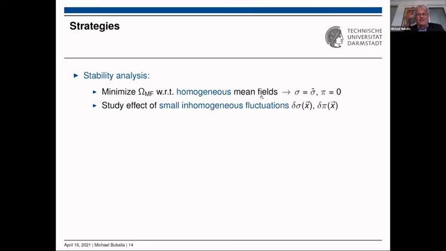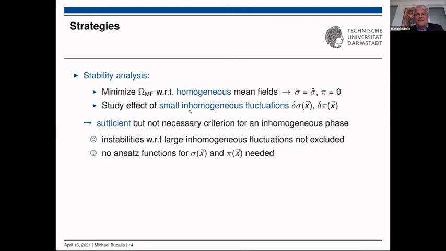So for homogeneous fields, we will find a minimum for the sigma field, which we call sigma bar. Since we are mostly interested in the case where chiral symmetry is explicitly broken, the pion field will come out to be zero. But then we study the effect of small inhomogeneous fluctuations about these minimal homogeneous solutions. If the effect of these inhomogeneous fluctuations is to lower the thermodynamic potential, it means of course that the homogeneous phase is unstable, meaning that the phase must be inhomogeneous.